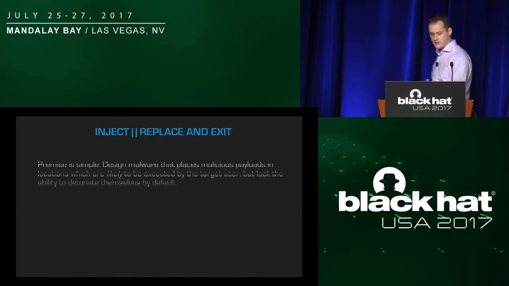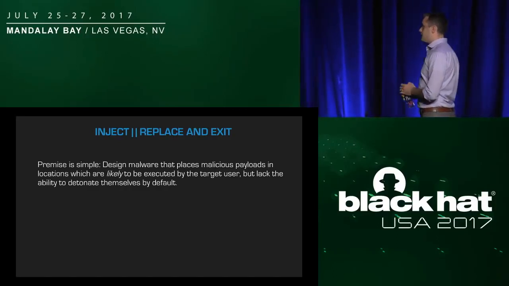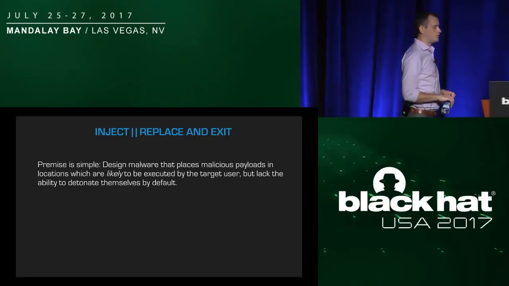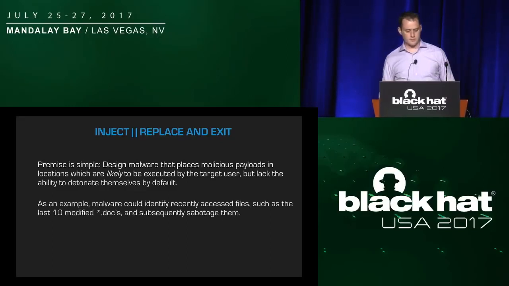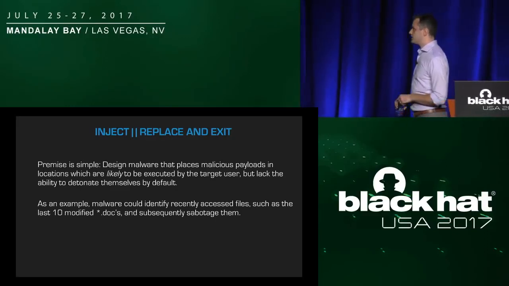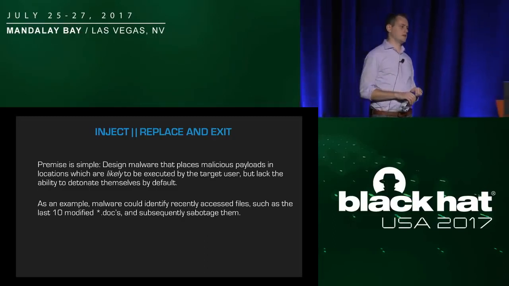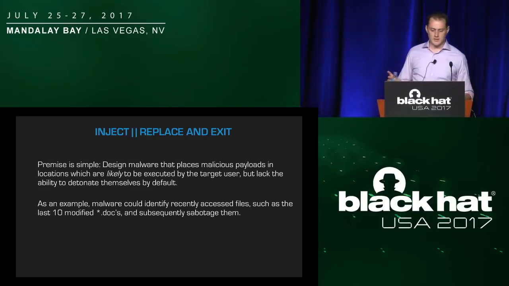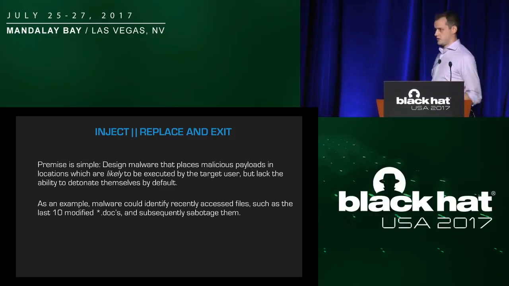So, what else can we do? The probably most effective method that I'm aware of right now is designing malware that places malicious payloads in interesting locations that are likely to be detonated by the end user, but they lack the ability to detonate themselves completely. I know that's kind of nebulous, but as a specific example, as a malware author, you can look for recently accessed files, such as the last 10 modified documents, and make a reasonable assumption that a user will come back at some point and try to modify them, whether it's a grocery list or a presentation, doesn't matter. If you embed something into those files, you can make an assumption that it will get triggered eventually.